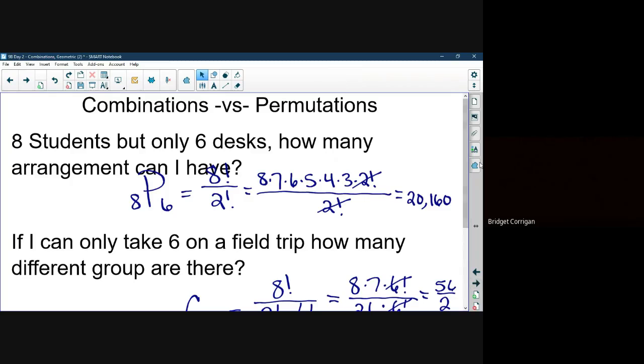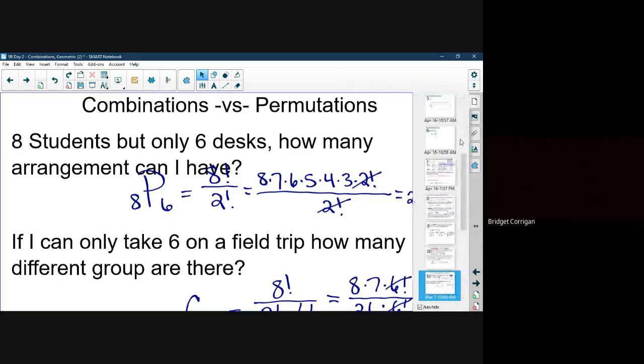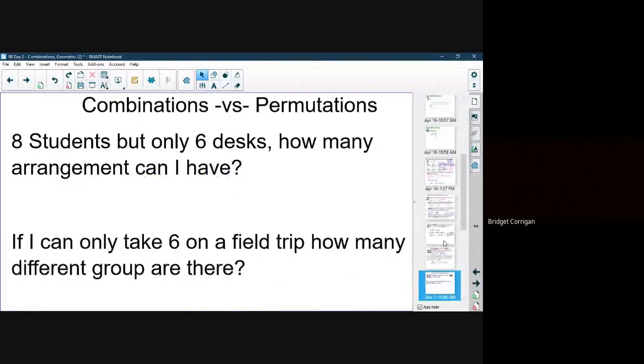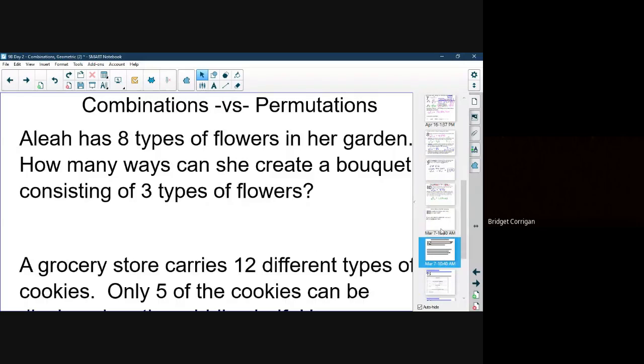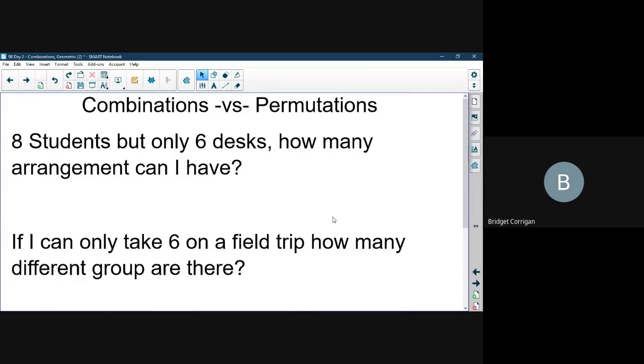So try a couple of these on your own. See if you can determine which one of these two, I know I didn't clear the ink from the page, is a permutation and which is a combination. Okay. So pause the video and take a minute to try and decipher between the two.